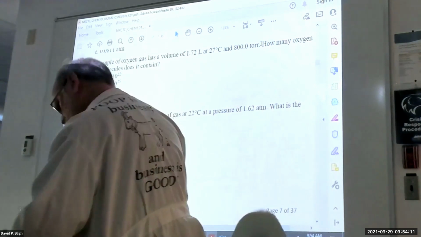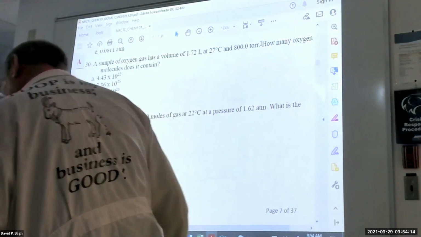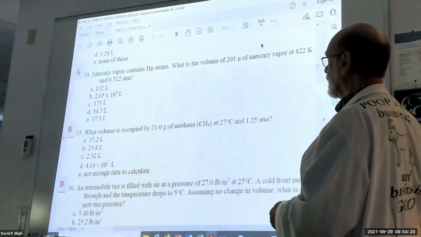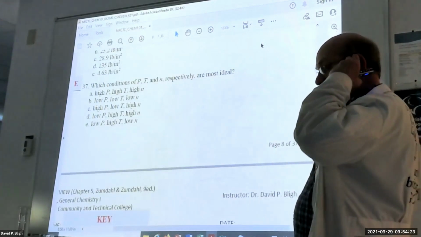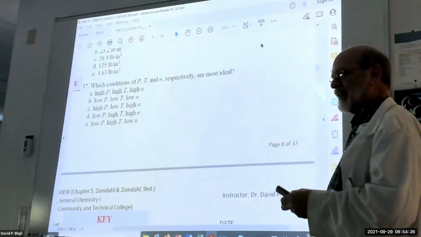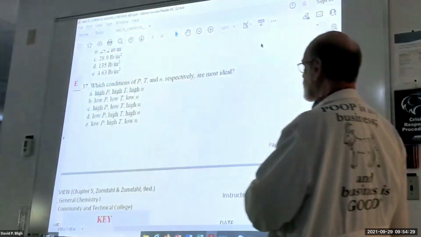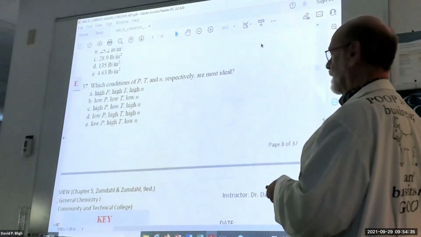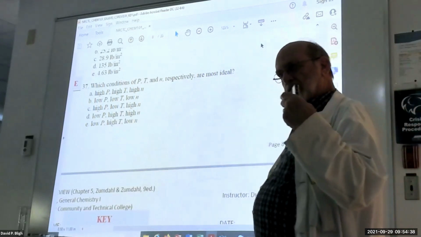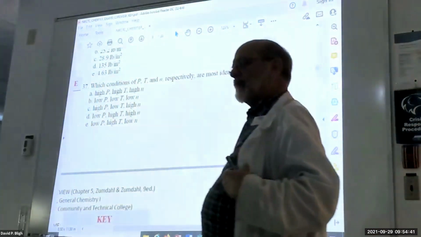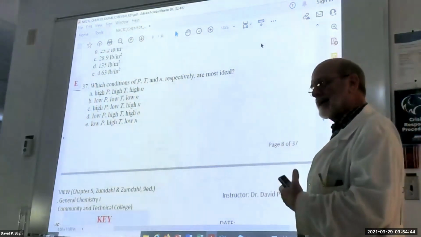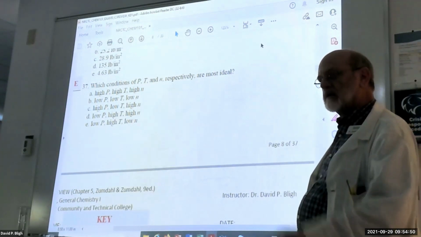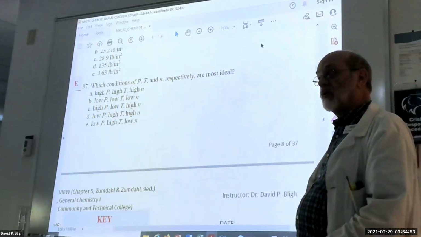I'm going to skip down to 37. Lots of repetition here. You've probably already noticed that. If you try to work any of these, you'll notice there's a lot of repetition. Which conditions of pressure, temperature, and moles, respectively, are most ideal? Now, in the introduction of this material, I mentioned gases behave ideally under what 2 conditions? Low pressure, high temperature. But I didn't say anything about moles.